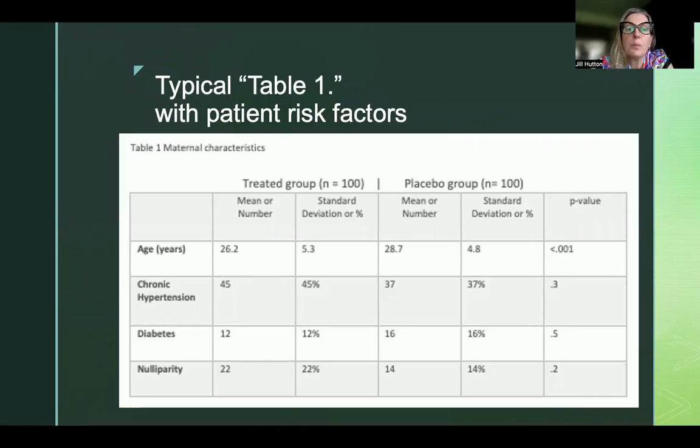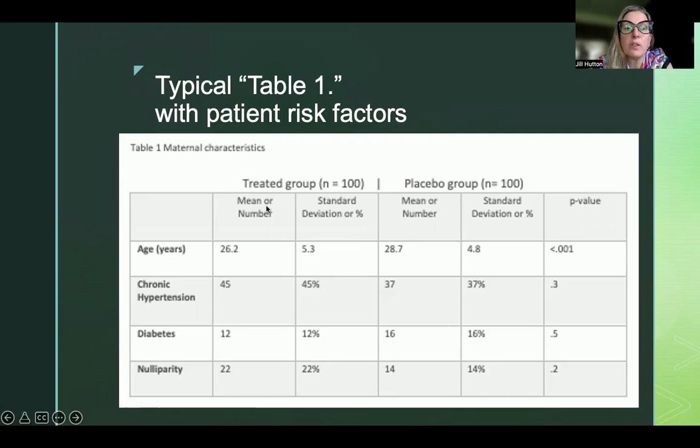So if you were to pull up a research article, you'll typically find a table, and it's usually table 1, which will go over the patient risk factors. So this is all hypothetical, and this is based on 2 study groups that are both pregnant, and we're going to look at the outcome of preeclampsia.